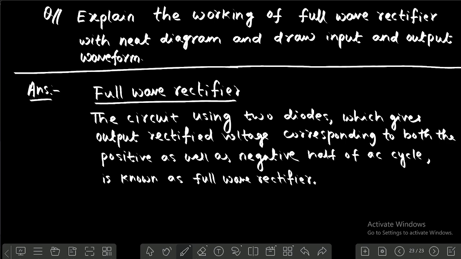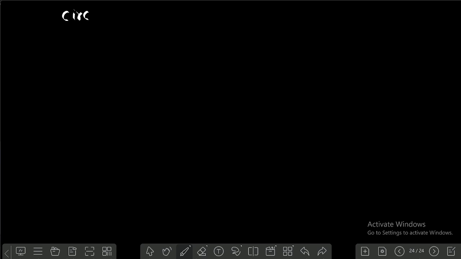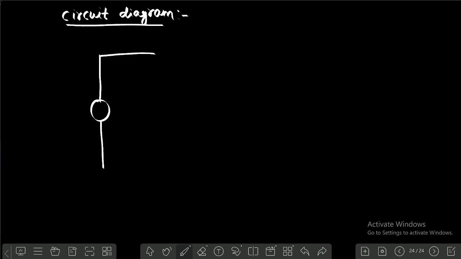Now next is the circuit diagram. See, in a full wave rectifier, for both the positive half cycle and the negative half cycle, output will come. So write circuit diagram. Now here you take one AC signal, and one transformer.